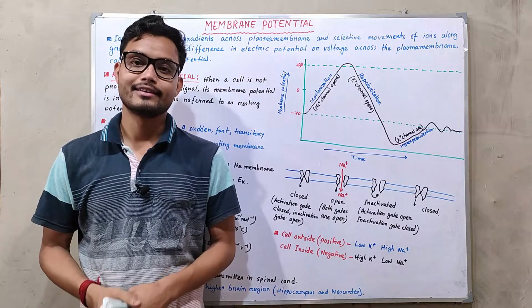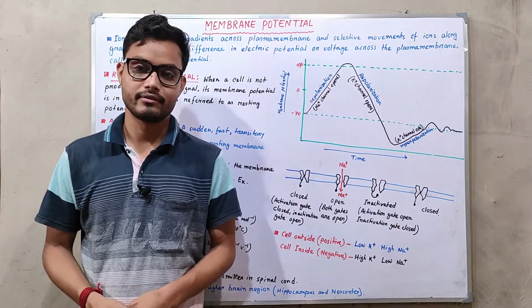Membrane potential is the difference of voltage across the plasma membrane.